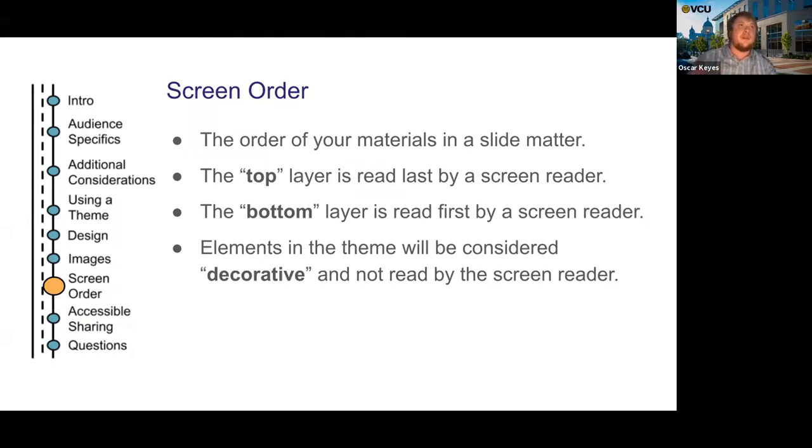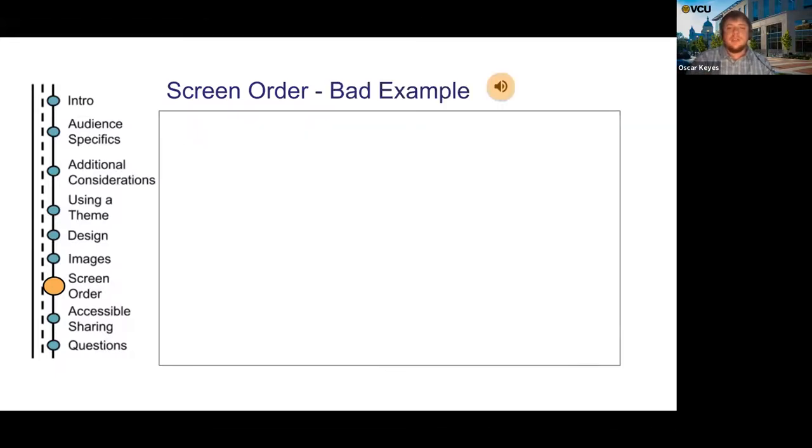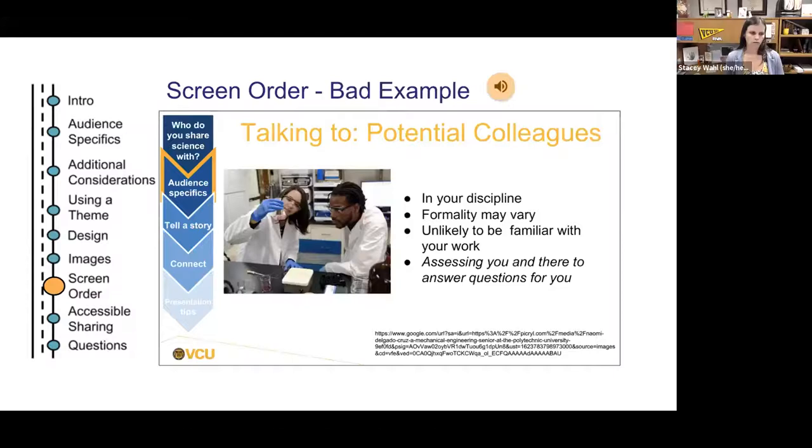But you can kind of think about it as building layers on a cake. The first layer you make of something is going to be on the bottom, and the screen reader is going to read that all the way up to the top. Elements that are in a theme will be considered decorative. And what that means is that they're not going to be read by a screen reader. So this is one of the advantages of putting an image into the theme, like a roadmap, because all that it understands is that the roadmap is a decorative element. And anything that's added to the slide is then something that can become highlighted. So this is really hard to understand without an example.